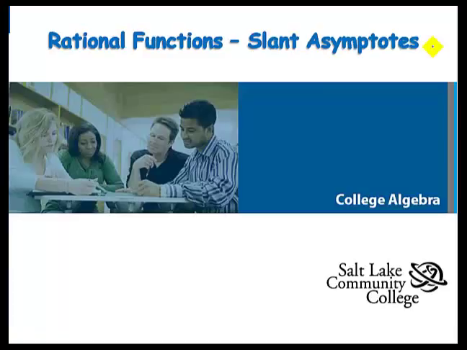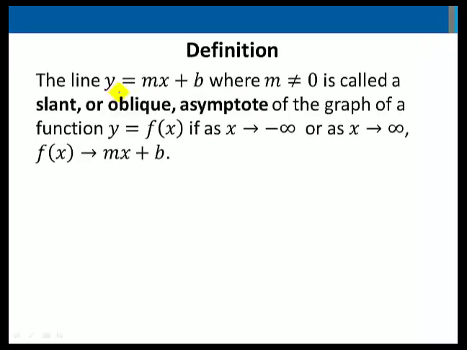In this lesson, we will look at slant asymptotes for rational functions. The definition: the line y equals mx plus b, where m is not equal to 0, is called a slant or oblique asymptote of the graph of a function y equals f of x if as x approaches negative infinity or as x approaches positive infinity, f of x approaches mx plus b.